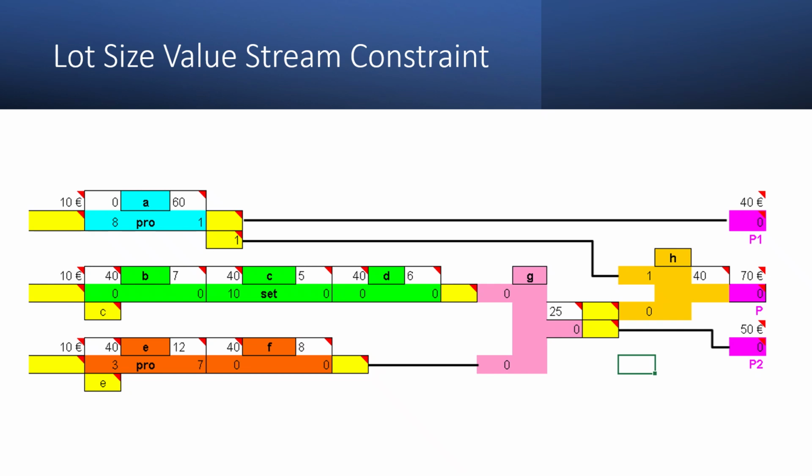When resources are shared by several products, there is a setup time when changing product and you have to decide what is the optimal production lot size to optimize the process.